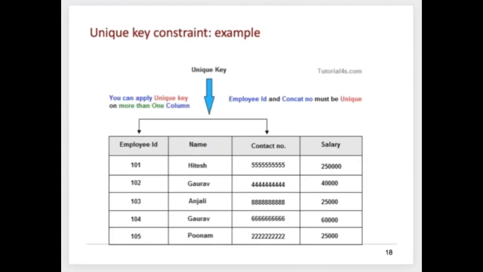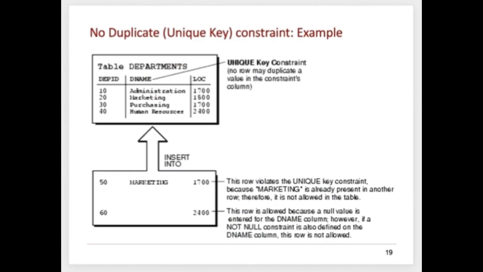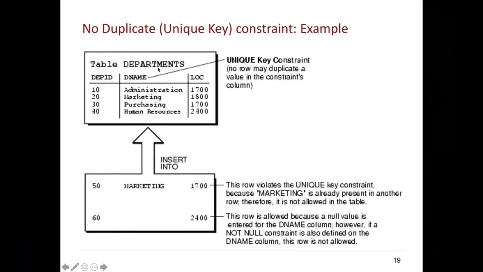We are studying the unique key constraint. A unique key means no duplicate values. Now look at this slide. This is the table. Its table name is departments, and the first column is department ID, then department name, then location. I want to insert a new value. Here I mentioned department name as a unique key. What does this mean? It means you cannot enter a repeated value, you cannot enter the same value again. So department name is the unique key.